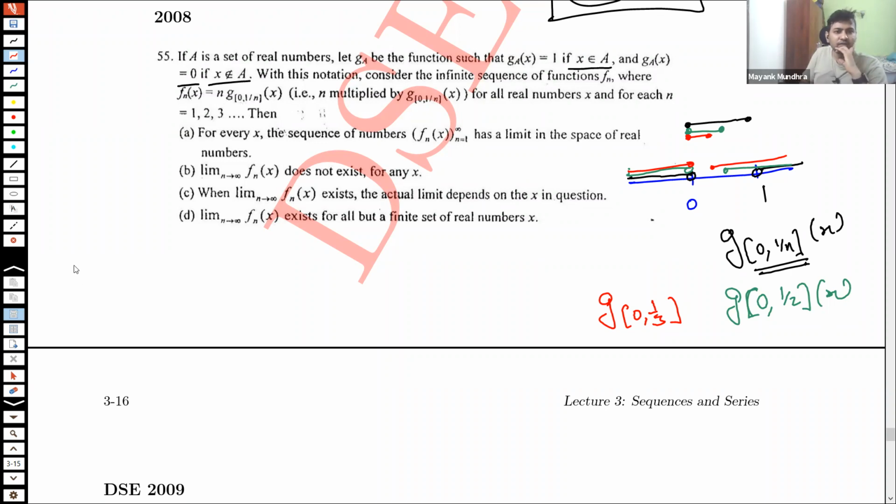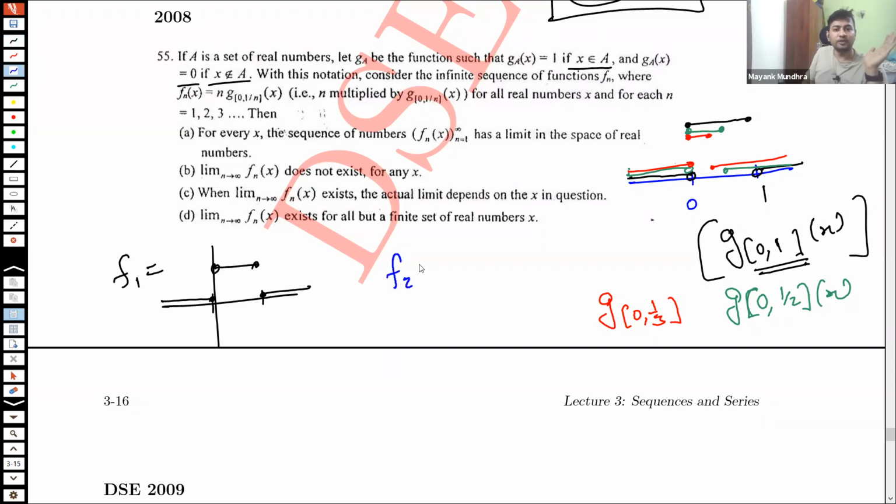So the function f_1 will be n times this function. For n equals 1, the function g is taking a value 1 between 0 and 1, and everywhere else it is 0. So f_1 will be 0 on account of the function g everywhere apart from 0 to 1. Between 0 and 1, it will look like the function of n, so n is basically 1. It will look like 1 here.